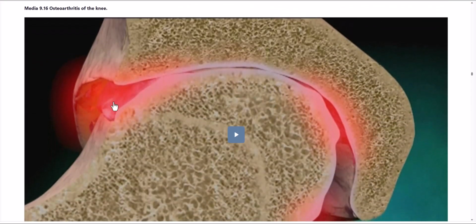And here you can see, even with the unaided eye, that this joint space that I'm showing is not smooth anymore. You have bone on bone areas, and this is classic of osteoarthritis.